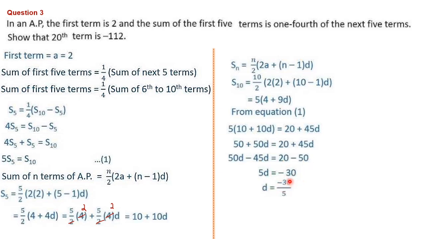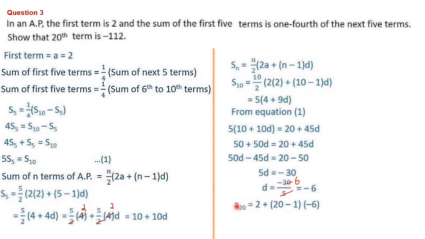From here, d is equal to minus 30 by 5. Minus 30 by 5, when we cancel, we will be getting 6. So the answer will be coming as minus 6. That is our d. So we need to show that the 20th term is minus 112.